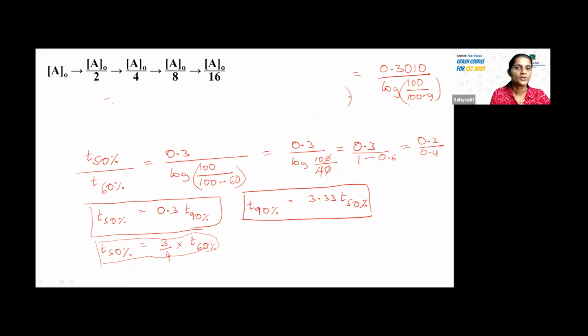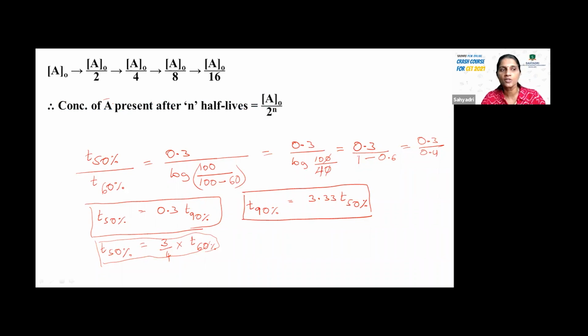So what are you observing here? 2 to the power 4, 2 to the power 3 is 8, 2 to the power 2 is 4, like this. So in general, what I can write for A, again, it's applicable only for the first order reaction. So we have concentration of A present after n half-lives, A naught divided by 2 to the power n. So A naught by 2 to the power n represents the concentration of A remaining after n T halves, right? 1 T half 2 to the power 1, 2 T halves 2 to the power 2, 3 T halves 2 to the power 3, 4 T halves 2 to the power 4, like this. Clear?